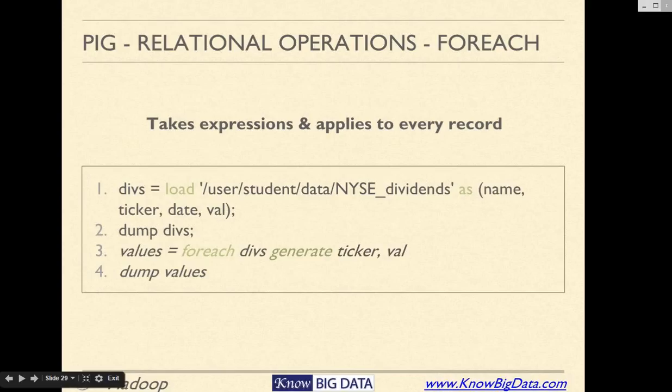Relational operations. Okay, so let's look at for each. By the name itself, we can understand that when you want to process every line in your input data set, that is when you use for each. So here you loaded the data into divs, and then when you say for each divs generate ticker comma val, it will go over every line and only give you the values of ticker comma val, only these two columns. So for each is basically used when you want to process each line in the data set.